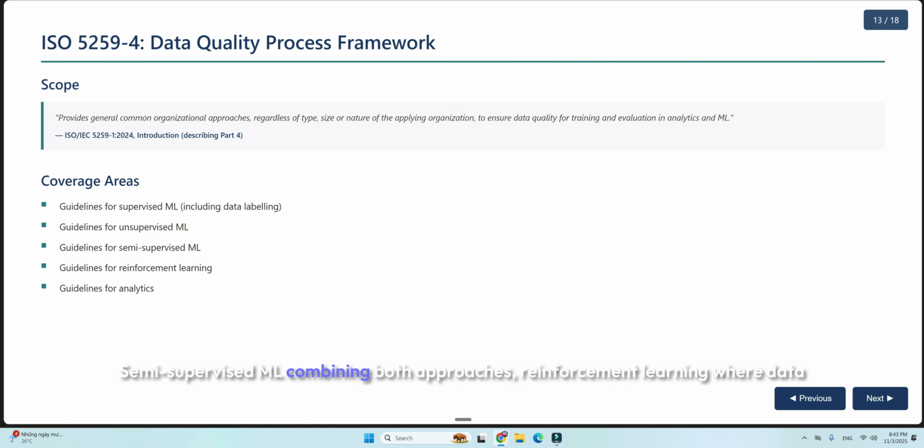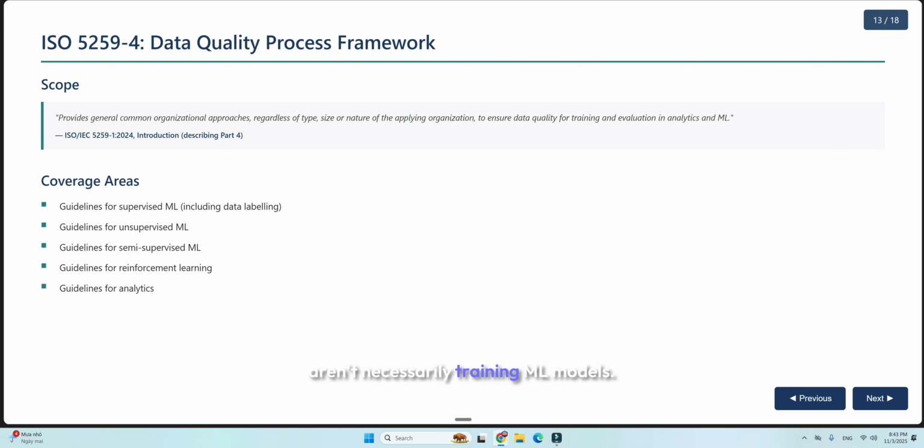Semi-supervised ML, combining both approaches. Reinforcement learning, where data is generated through interaction. And general analytics, for use cases that aren't necessarily training ML models. So each of these has different data quality considerations. The labeling requirements for supervised learning don't apply to unsupervised learning, and the data generation concerns in reinforcement learning are unique to that paradigm. Overall, Part 4 recognizes this diversity and provides tailored guidance for each.